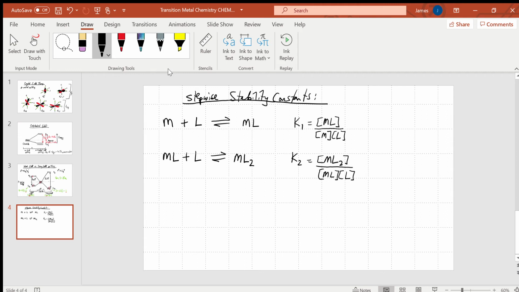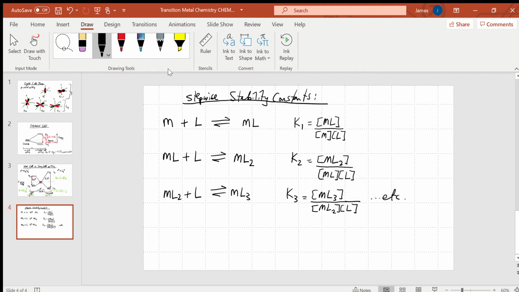I'll just do a couple more. We could have ML2 plus another ligand to give the metal ligand 3 complex, and then the equilibrium constant for that would be ML3 over ML2 times ligand, okay, etc. for more than 3 ligands.